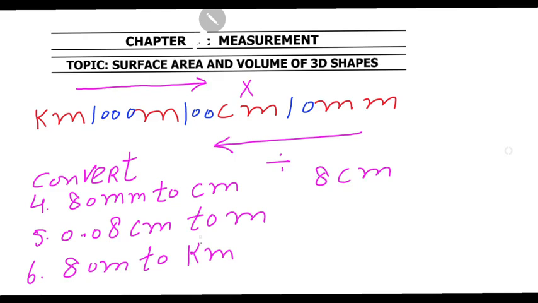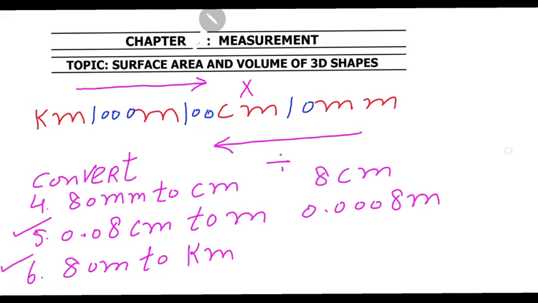Now the second one is from centimeter to meter. This is centimeter, and this is meter, in between is 100. So you're going to divide, because you're going this way. 0,08 divided by 100, the answer is going to be 0,0008 meter.